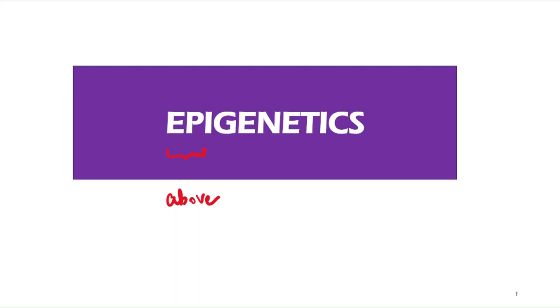So what is epigenetics? Epi means above, right? So it is above genetics, which means that it deals with the study of heritable changes or heritable alterations that happen around the gene sequences and not involving the nucleotides of our gene sequences, right? So we all know that if there is any alteration in the nucleotides of the gene sequences, that will be heritable, right?